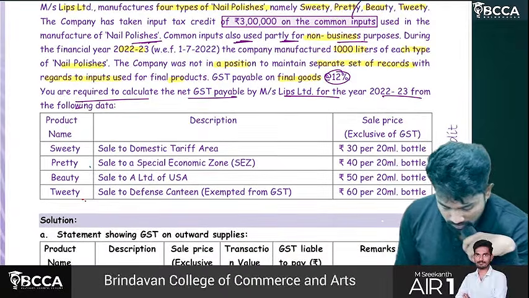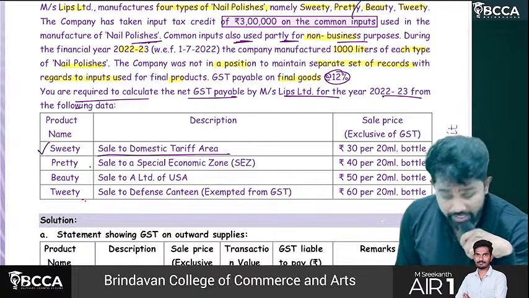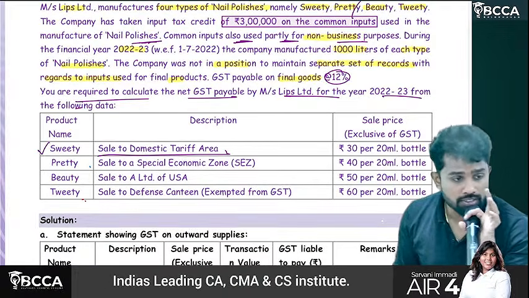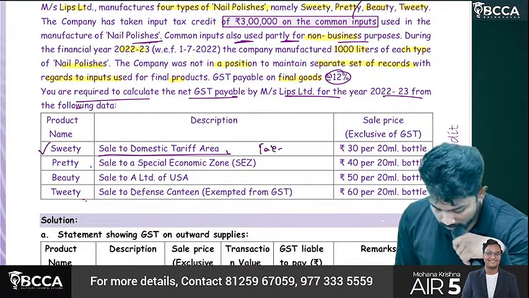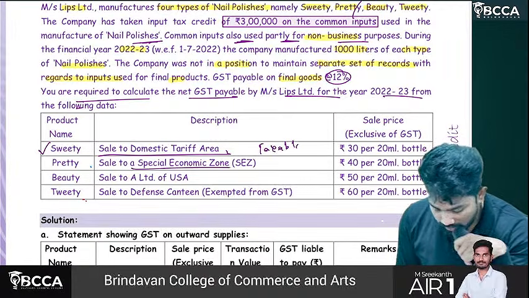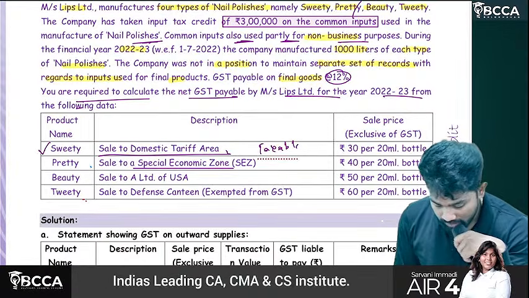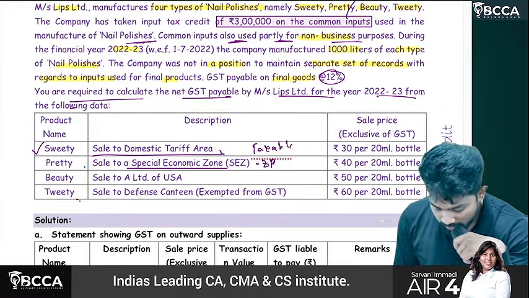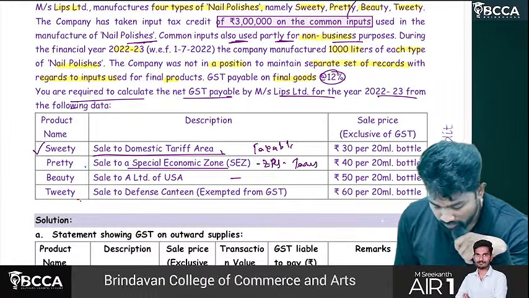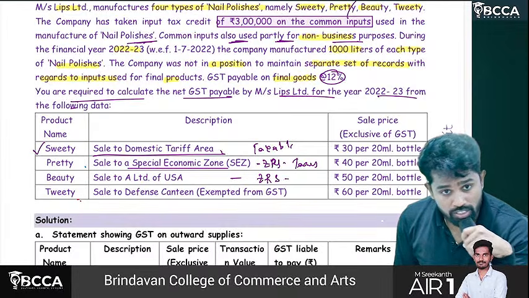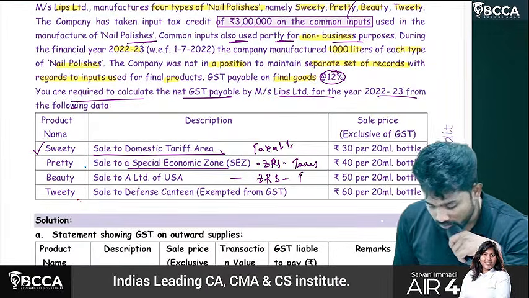Okay. Sir, Sweetie is sold to DTA. DTA means normal India, other than the SEZ area. So this is taxable. The next one, sale to SEZ, is a zero rated supply. This also has to be treated as taxable only. Then sale to A Limited of USA is an export. This is also called a zero rated supply. That is also taxable.